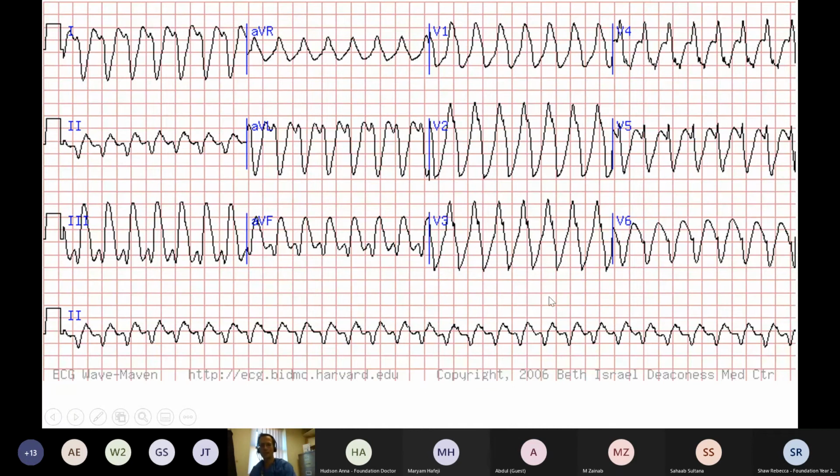VT, yes. Can you see this is an atypical bundle branch block? And so therefore it's highly likely to be VT. The other things that help us is, can you see there's extreme axis deviation? So it's actually positive in AVR.